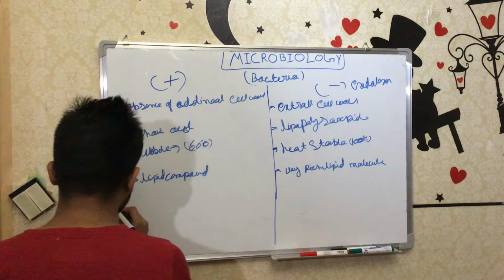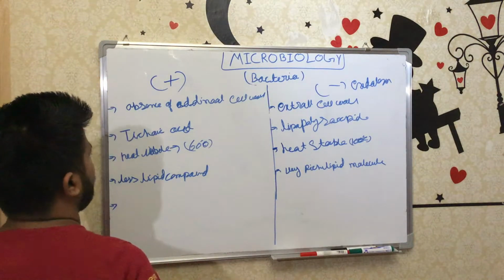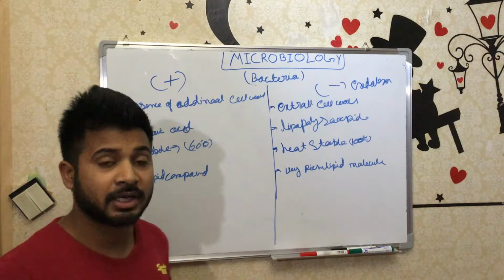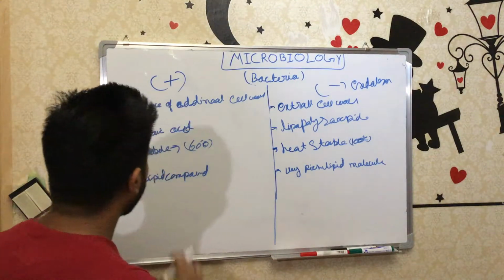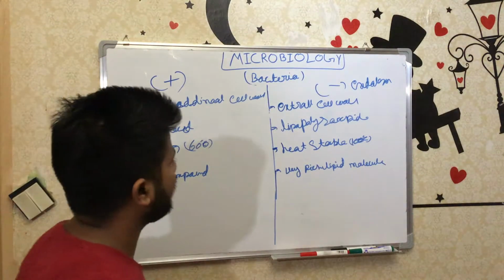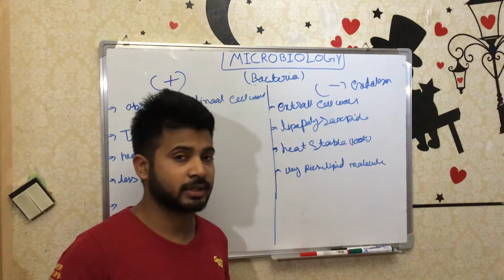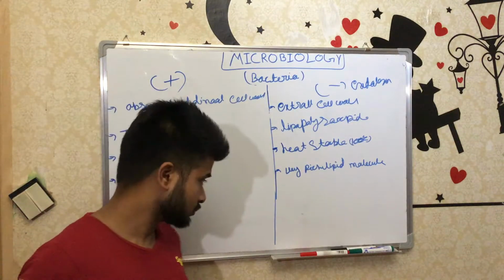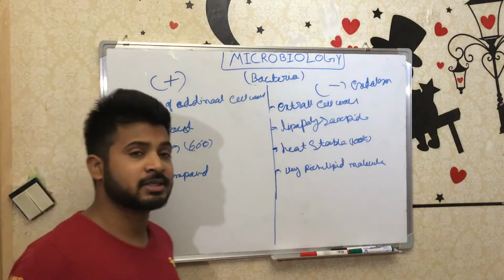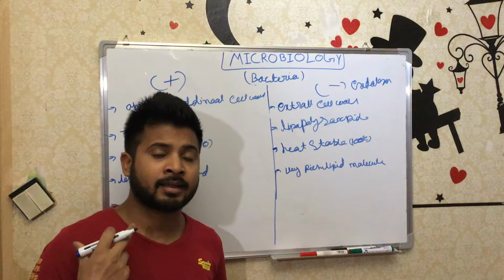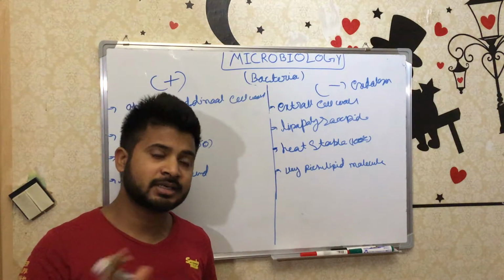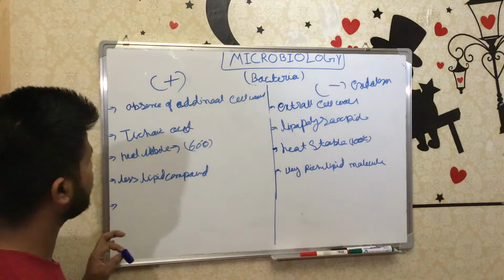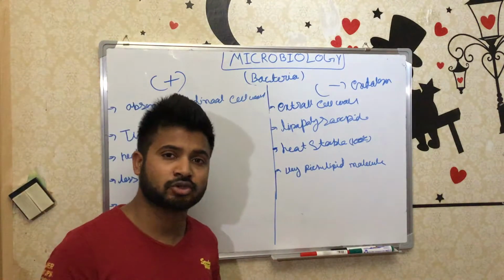Then, in gram positive bacteria, or those bacteria which release exotoxin, all gram positive bacteria release or synthesize exotoxin, except one bacteria, that is the Listeria species. So Listeria species is a gram positive bacteria, but it synthesizes endotoxin. That is the exception. But all other gram positive bacteria synthesize or release exotoxin.